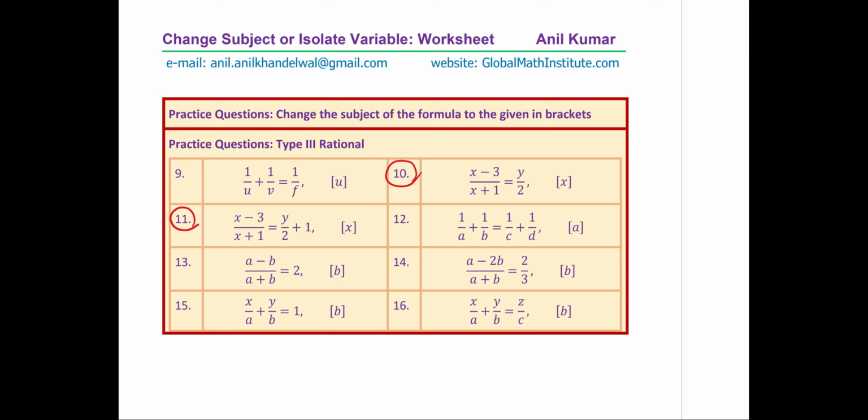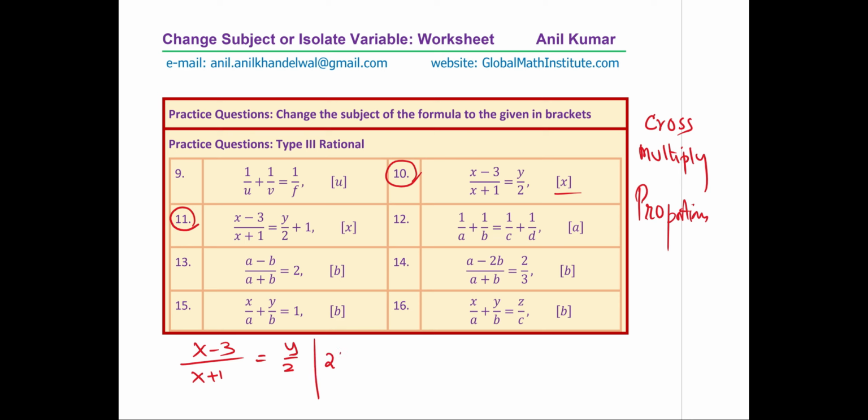Okay, let's take 10, which is x minus 3 over x plus 1 equals y over 2. We need to isolate x. So the idea here is cross multiply. You see, these are kind of proportions. And just cross multiply, so you get what? You get 2 times x minus 3 equals y times x plus 1, correct?